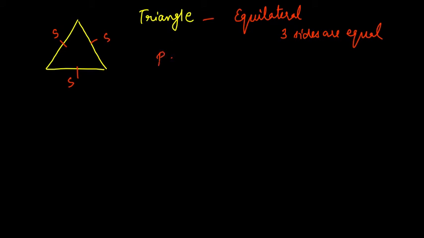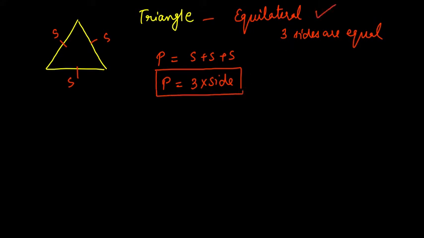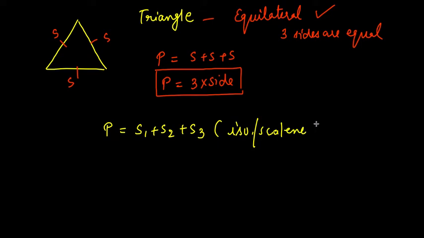It means the perimeter will be S plus S plus S. Therefore the perimeter will be 3 into side. But this is only the case when we have an equilateral triangle. In case of scalene and isosceles triangles, what will be the perimeter? The perimeter will always be written as the sum of all three sides. So that's the case when we have an isosceles or scalene triangle.